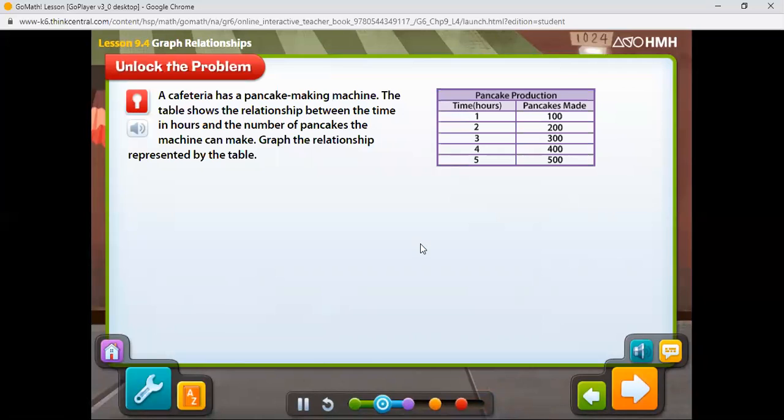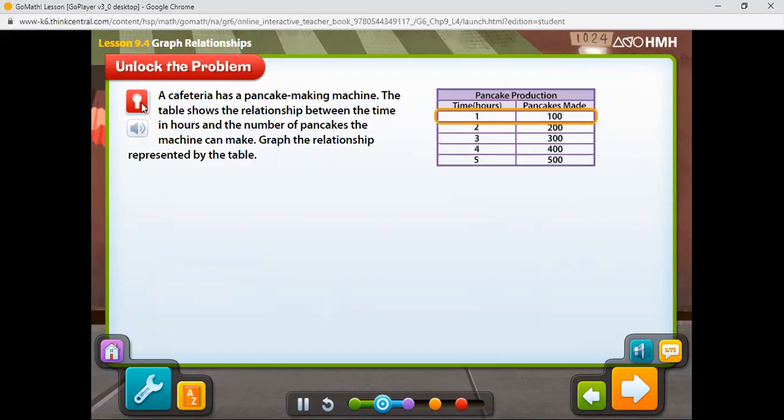A cafeteria has a pancake making machine. The table shows the relationship between the time in hours and the number of pancakes the machine can make. Graph the relationship represented by the table. Let's unlock the problem. The column that shows the time in hours shows the inputs. The column that shows the number of pancakes made shows the outputs. The number of pancakes made depends on the amount of time that passes.